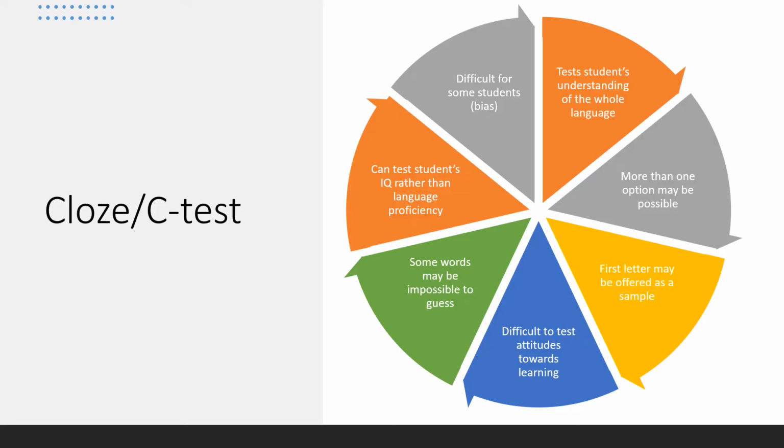Another type of item in production is called cloze or C test. This is similar to gap filling, where you have a passage and there are blanks. However, the blanks are consistently numbered. For example, every fifth word would be blanked out or every seventh word would be blanked out. Thus, we call it the nth word that is blanked out.